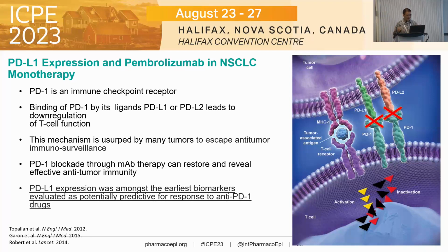That's where the tumor is able to increase. You can see there among PD-L1 and PD-L2, PD-L1 probably plays a much more important role. That's why in immunotherapy, you see drugs targeting both PD-L1 and PD-L2, but there are also several drugs only focused on PD-L1. And again, PD-1 blockade through the therapies will reverse the binding. That's how the drug works. PD-L1 expression actually was among the earliest biomarkers evaluated as possibly predictive of anti-PD-1 treatment.